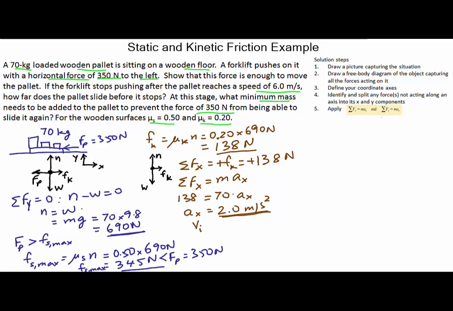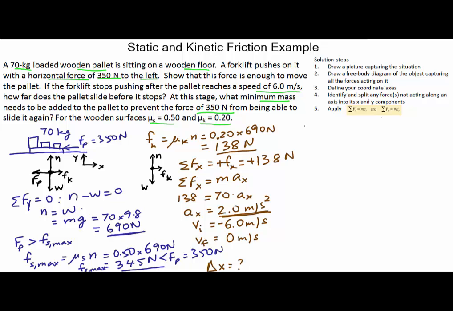I also have the initial velocity. It tells me that the forklift stops pushing once the pallet reaches a speed of 6.0 meters per second. But that 6.0 is a negative because it's moving towards the left. The pallet was being pushed to the left, so when the forklift lets go, it's sliding to the left. Do I know VF? The question tells us that the pallet comes to a stop, so VF is simply 0 meters per second. We do know that as well. And what it's asking for is delta x. That's what it wants us to find out.